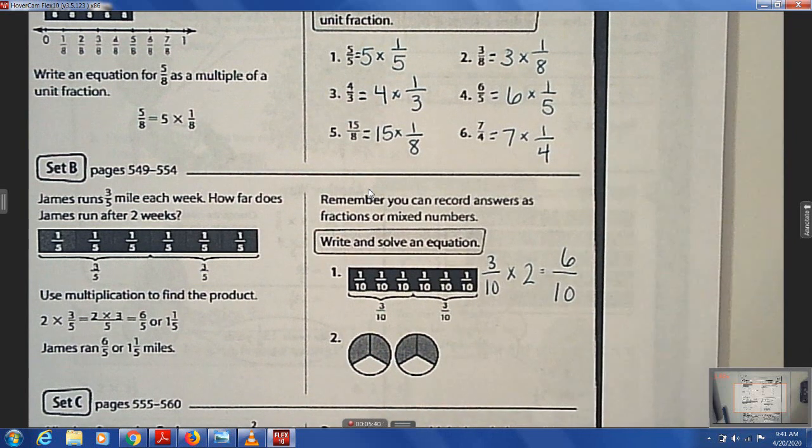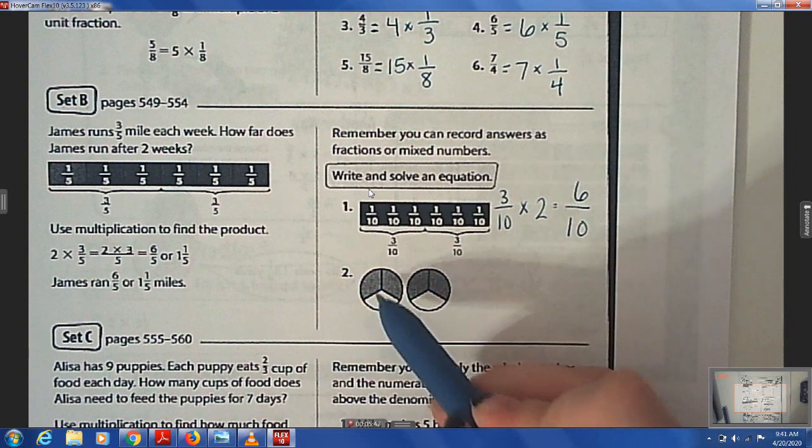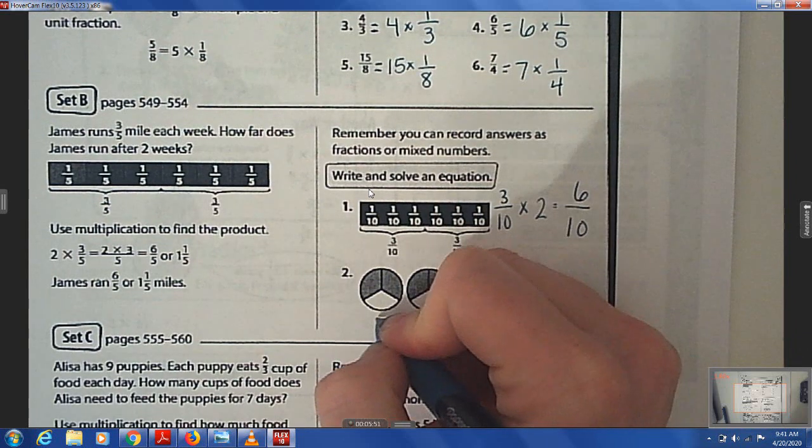In number 2, count the pieces and see how many are filled in. So we have 1, 2, 3 pieces and 2 are filled in. So that would be 2/3.